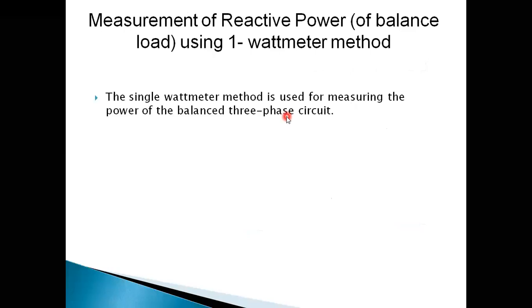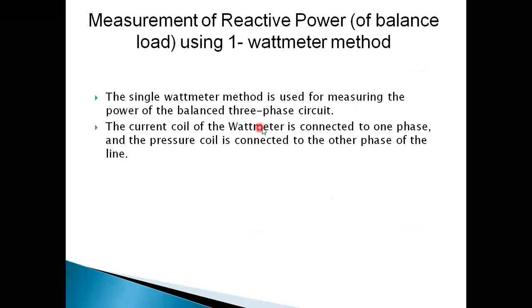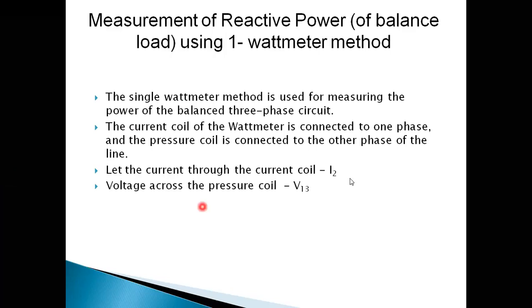Now let us see the measurement of reactive power of a balanced load using the one wattmeter method. The single wattmeter method is used for measuring the power of a balanced three-phase supply. The current coil of the wattmeter is connected to one phase and the pressure coil is connected to the two other phases of the line. So let the current coil be I2. Then we are connecting the current coil to line 2. So the current through the current coil is I2.